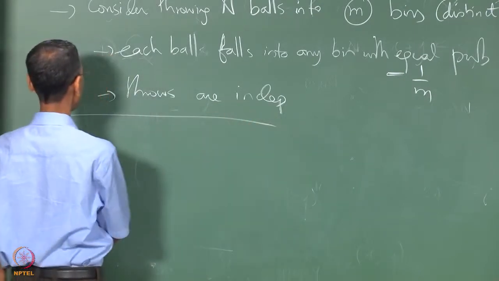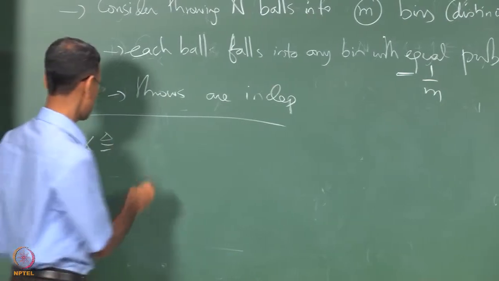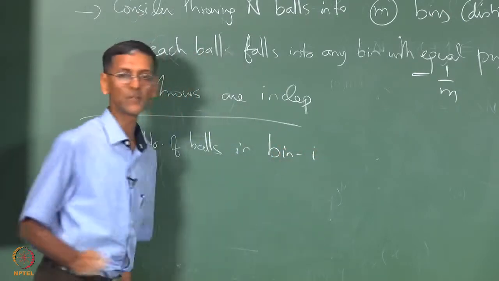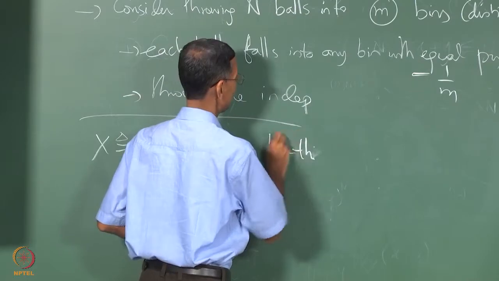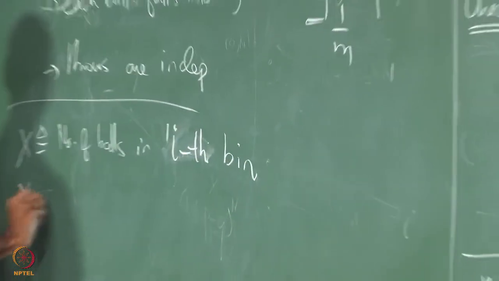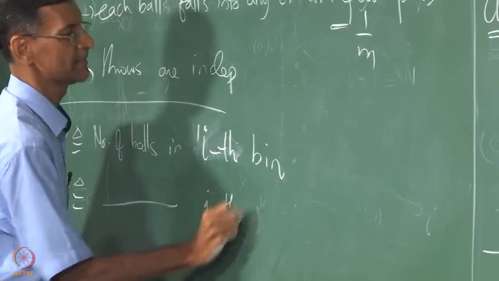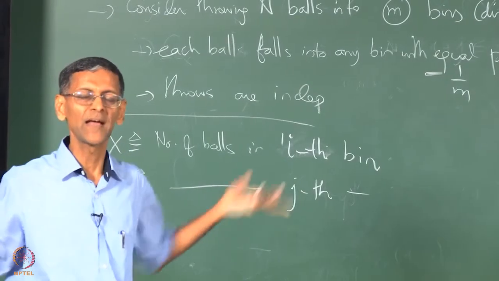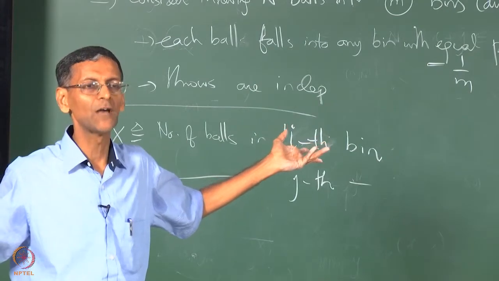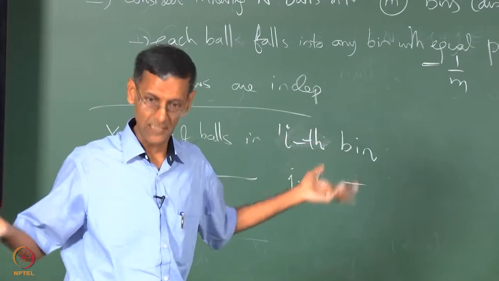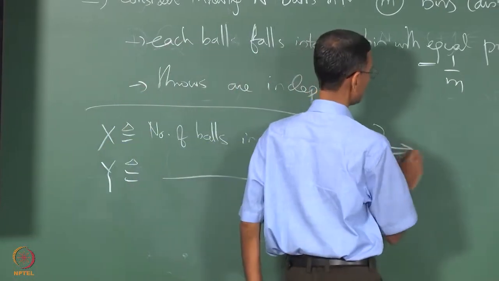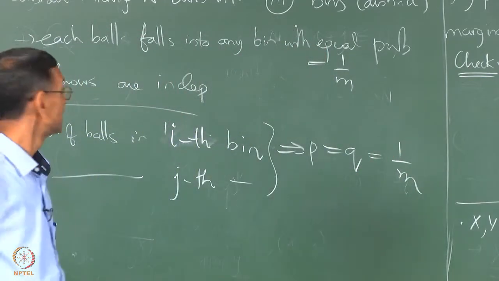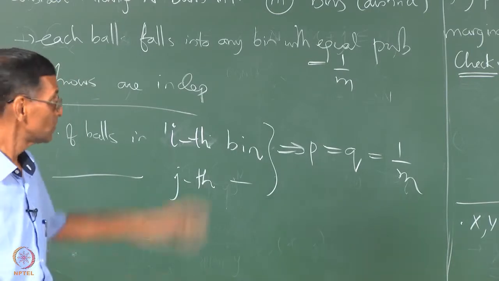So how do I define X? X, for example, by definition is the number of balls in some bin I, the ith bin, and Y the jth. J obviously is not the same as I. Do you not get back exactly the same situation that we had earlier, except that you do not have P equal to Q, you have, sorry, you do not have P and Q different. So P and Q are both equal to 1 by m. Otherwise this is identical to that.